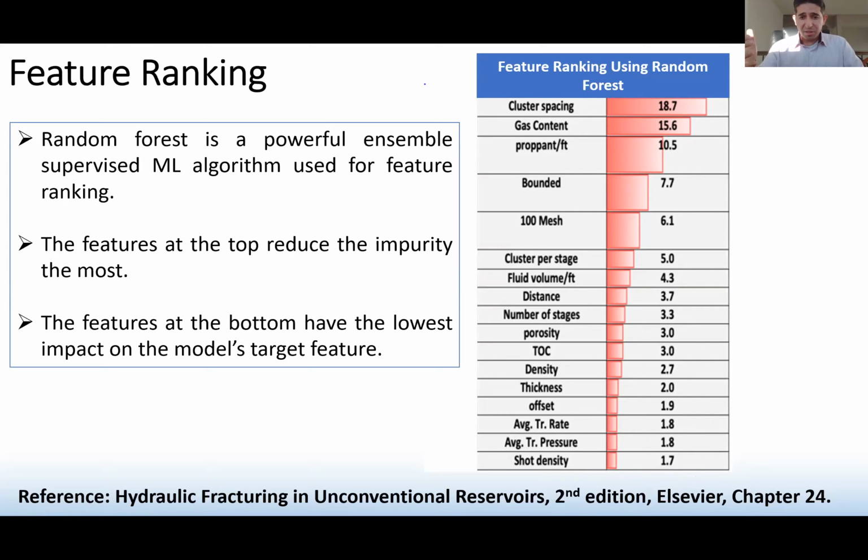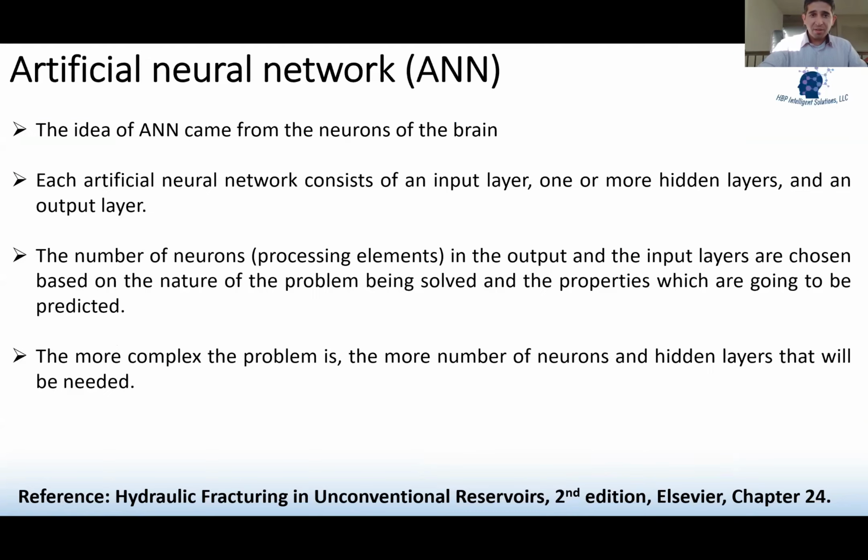These lie at the very bottom of the tree. So you can still optimize them, but I would first try to optimize the most important features that have such an important impact on your model first. Okay, so that's using random forest for feature ranking.